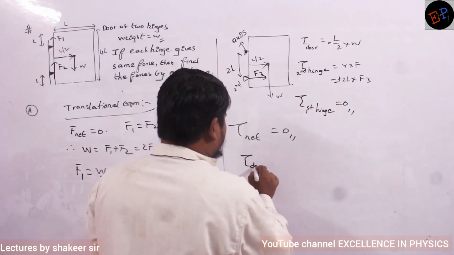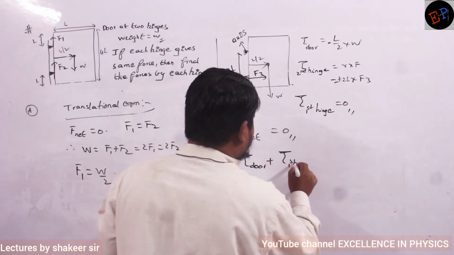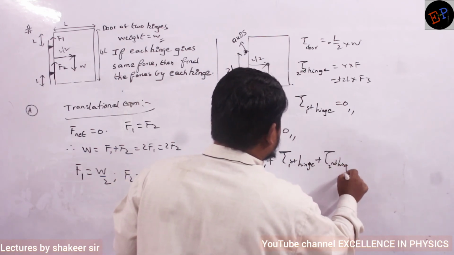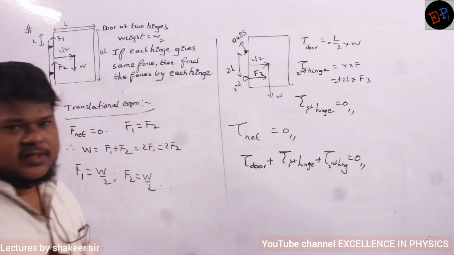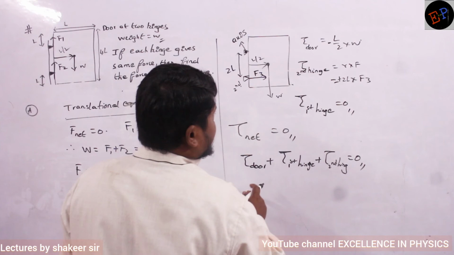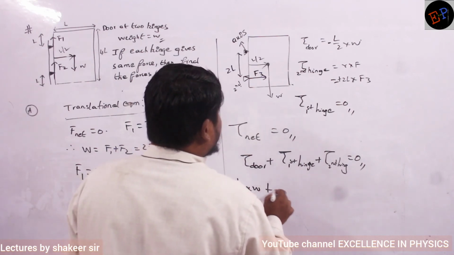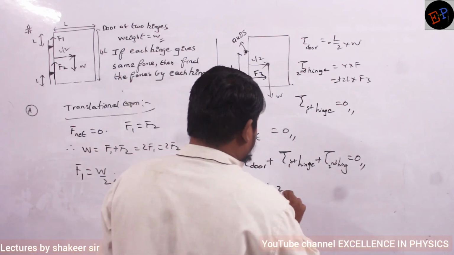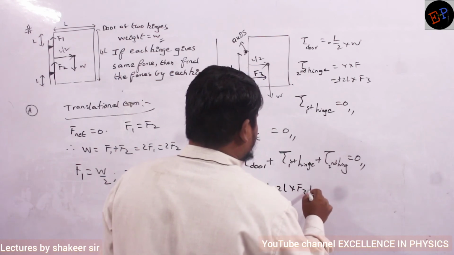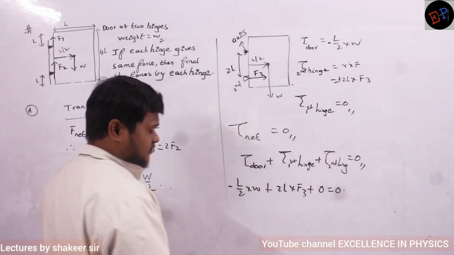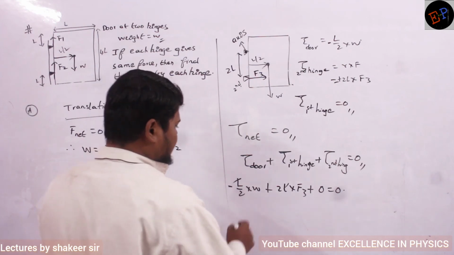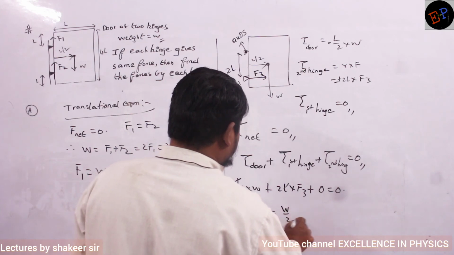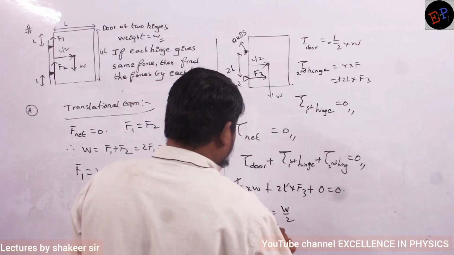Add all the torques. So torque due to door plus torque due to first hinge plus torque due to second hinge. Total should be how much, ma? Total should be 0, because net torque is 0. So torque due to door, how much? L by 2 into W. Torque due to first hinge, this is minus, no? Minus L by 2 into W. So torque due to second hinge, 2L into F3. Clear? Torque due to third hinge, 0. Total is equal to 0. Okay? So L gets cancelled. So therefore 2 into F3 is equal to W by 2. So F3 value is how much? W by 4.